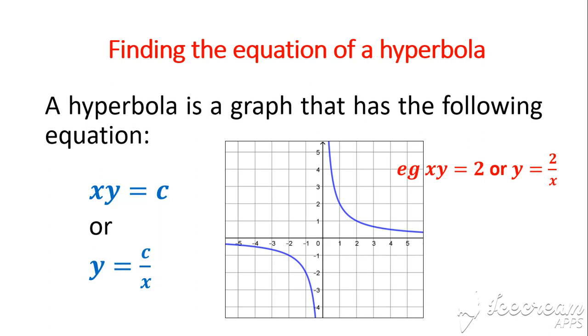So how did we get c to be 2? Here's why. Let's look at some points that the graph passes through. If we take the point (1, 2), 1 times 2 is 2. If we take the point (2, 1), 2 times 1 is also 2. If we took the point (-2, -1), two negatives multiply to get a positive 2. And the same with -1 times -2, that also gives us 2. All these values give us a positive 2 value for c.